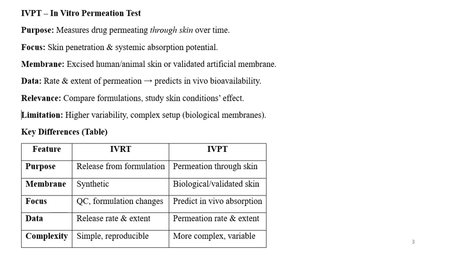IVPT is different from the IVRT. It is the in vitro permeation test, and its aim and objective is to measure the drug permeating through the skin over time. It focuses on skin permeation and systemic absorption potential. It is also an in vitro test like IVRT, and the membrane is human or animal skin or a validated artificial membrane. Data collection is done for the rate and extent of permeation, and it predicts the in vivo bioavailability. So IVRT is the release test, while IVPT is the permeation or penetration test.